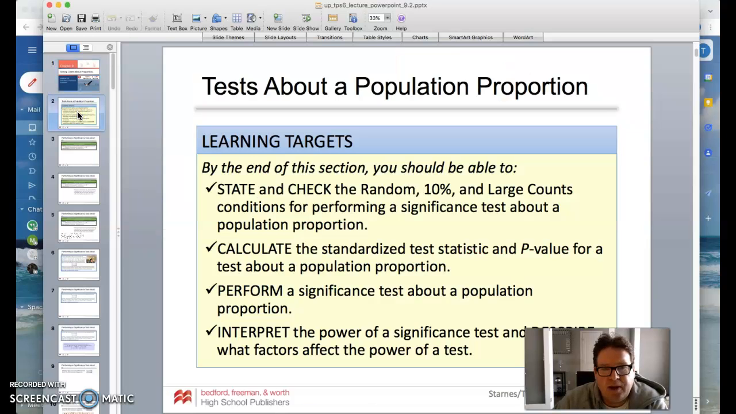So as we continue on, again, remember our random, 10%, large counts conditions. We've got to do that to make sure that we're normal, right? And then we can use the z-tables. That's what we're going to use to calculate a p-value for a test, and then we're going to perform that significance test and then talk about the power of significance tests and describe what factors affect those things.